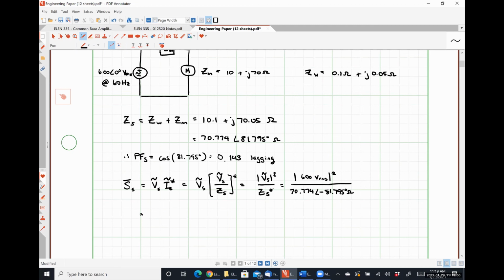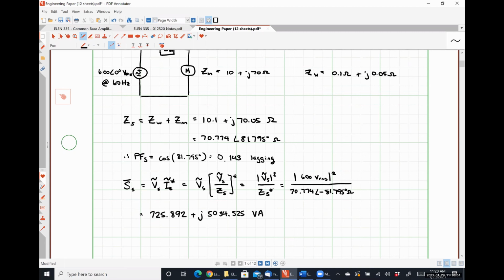And in doing this, I'm going to express the answer in rectangular form. So 600 squared divided by the conjugate gives $725.892 plus j5,034.525 volt amperes, where that 725.892 is the average power.